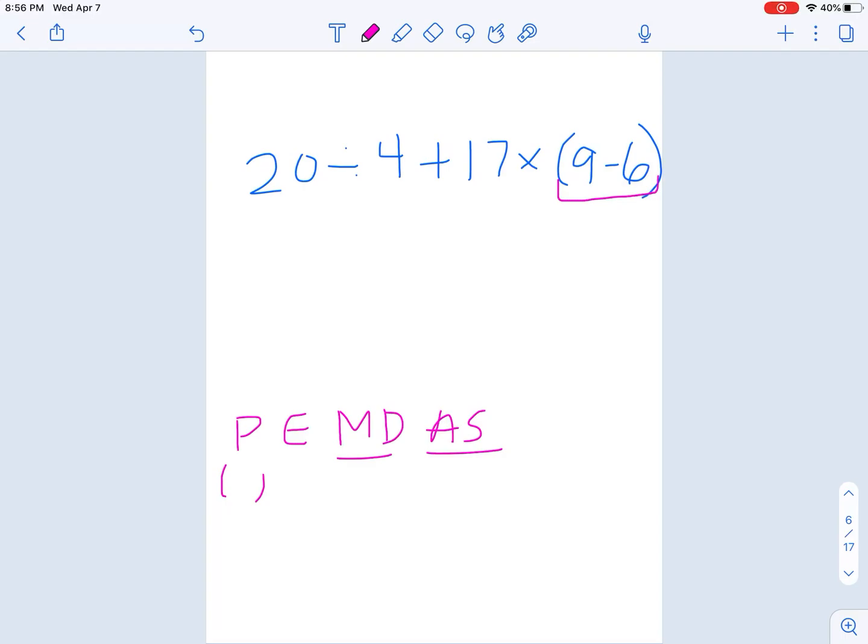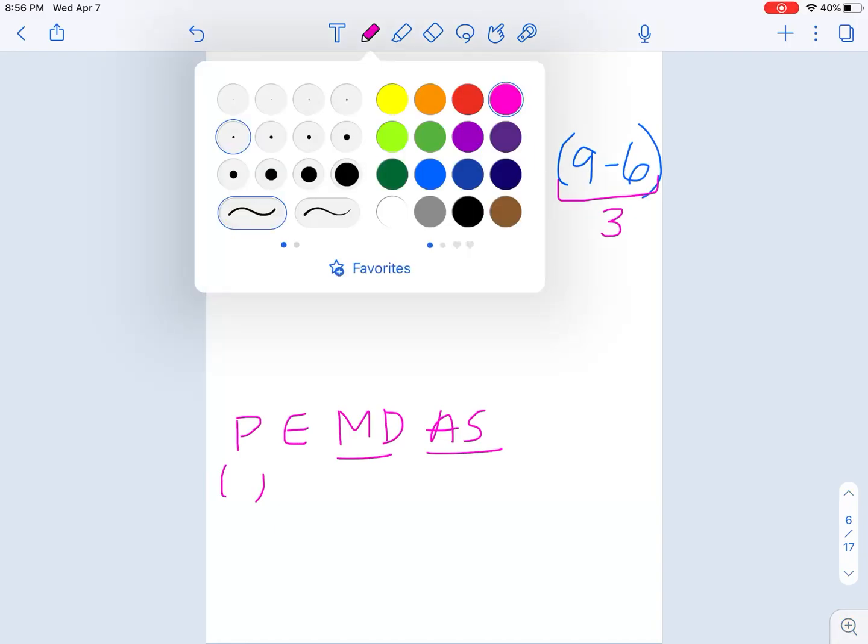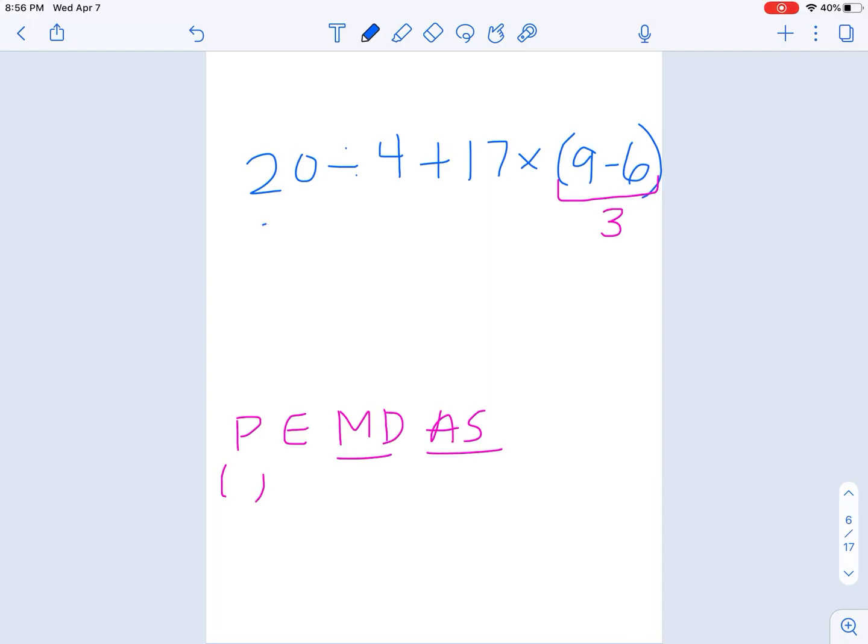So we're going to start there, and we're going to do 9 minus 6, which is 3. Now again, I like to write all the other parts out. Some of you will have a different way that you kind of look at the problems. All right, done with parentheses. We're going to go on to the next one, which is exponents. Remember, exponents are these little numbers up here. I don't see any exponents in this expression at all, so we get to skip that step.